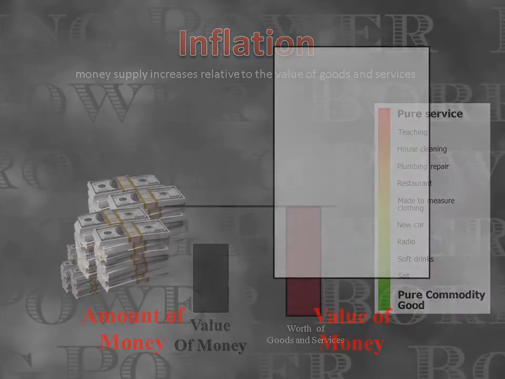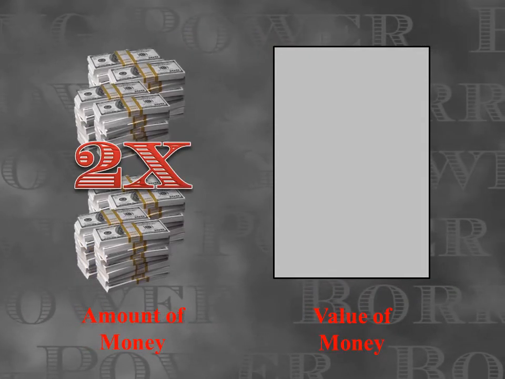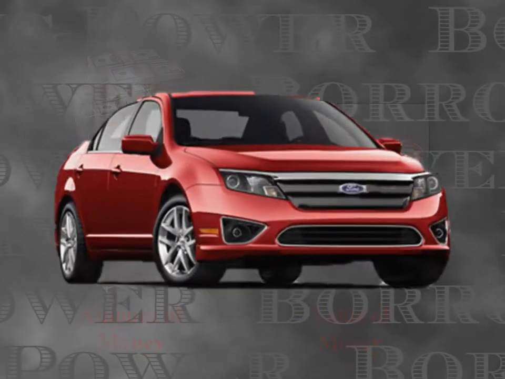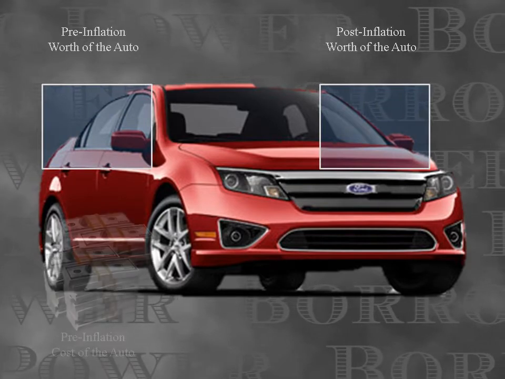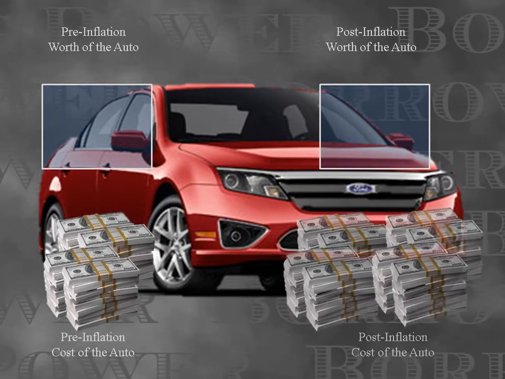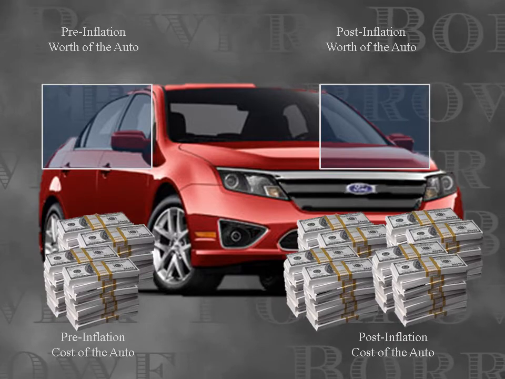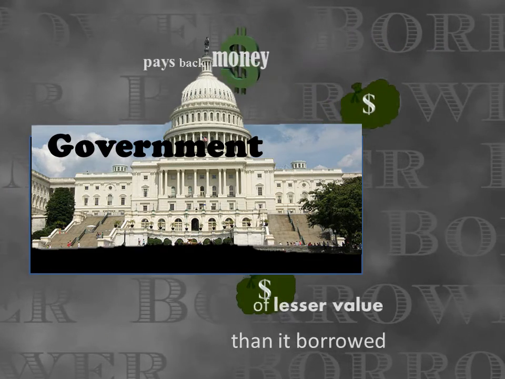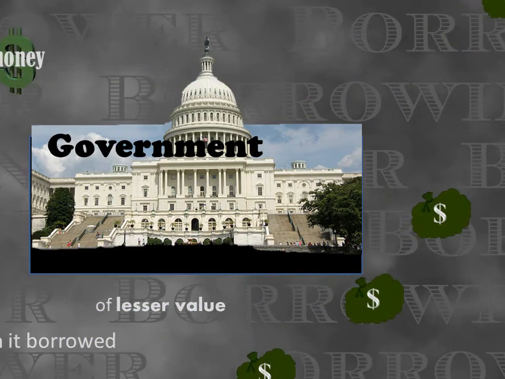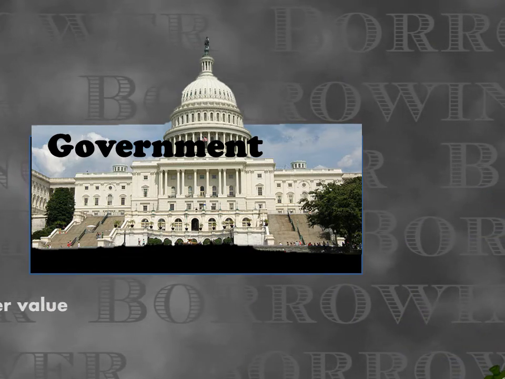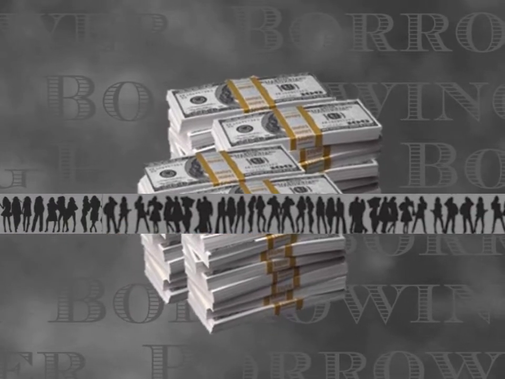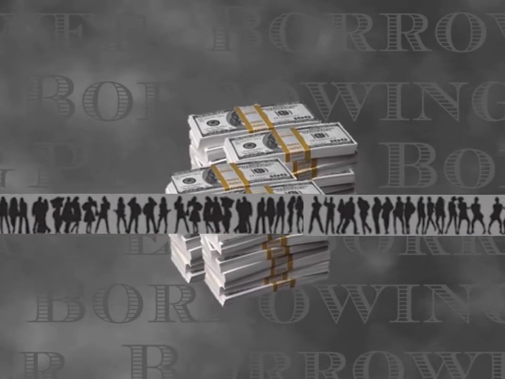For example, if the money supply were to double, the value of the money would be reduced by half. As a result, it would take twice as much money to equal a product's value. The product would cost twice as much. Devaluing money through inflation would make it easier for government to pay off its debt. The government would pay back money of lower value than the money it had borrowed. However, people would suffer because the reduced value of their money would buy fewer goods and services.